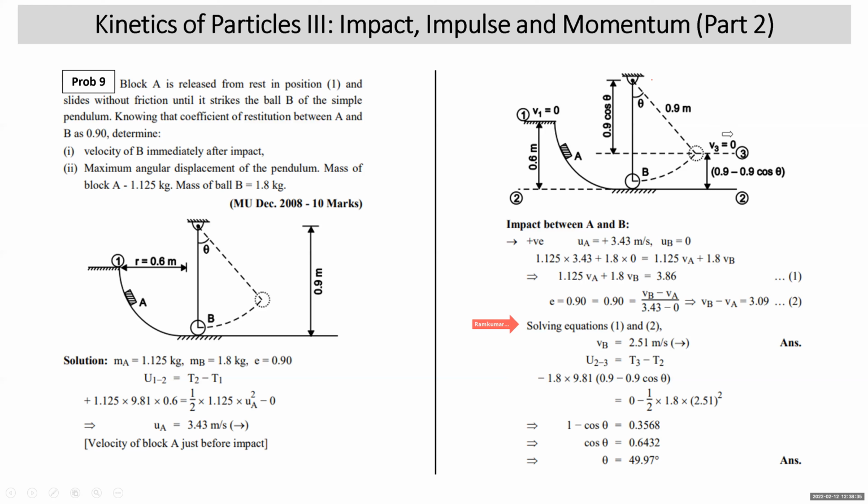Now we apply the work energy principle between 2 and 3. See, after block A hits the ball B, it gains a velocity of 2.51 meter per second, and then it will continue to swing till it comes to rest.